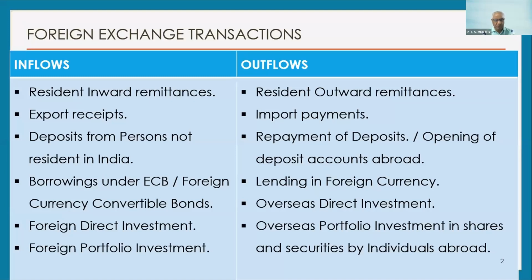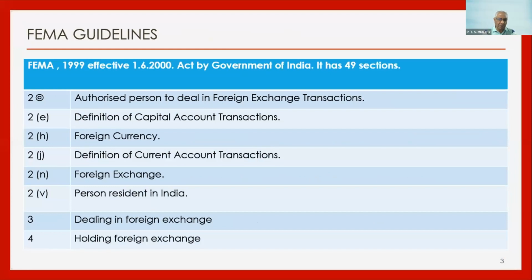Some of these things we touch upon in the 2 slides. Inflows or outflows, this is what foreign exchange is all about. All these transactions are controlled by one act called FEMA, the Foreign Exchange Management Act, passed by the government of India in 1999, effective from 1/6. It has 49 sections. These are very important things: what FEMA is, when it became effective, and how many sections it has.